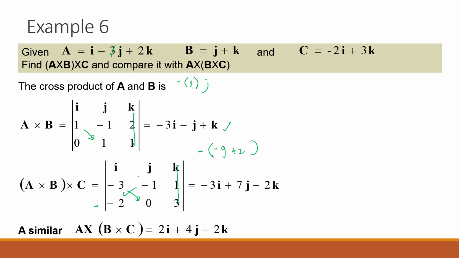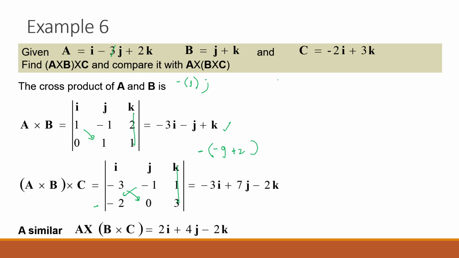Okay, A cross B cross C, the result is negative 3I plus 7J minus 2K. Oh, this one, A cross B cross C, is 2I plus 4J minus 2K. You may check it here.